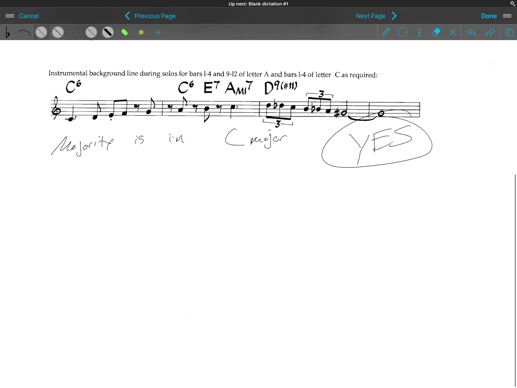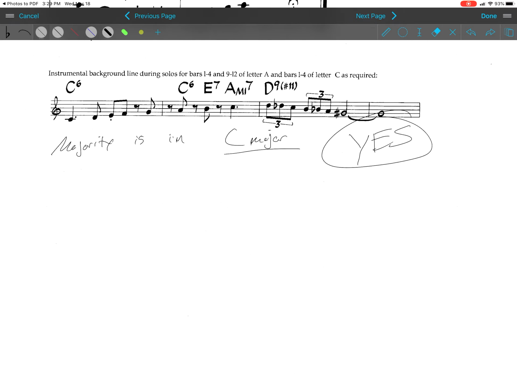Okay, so let's take a look at these chords. So we need to know C major, and then we need to know the scale that goes with D9 sharp 11 and the one that goes with C7. Okay, so D9 sharp 11 is going to be D, F sharp, A, C, E, G sharp. Okay, C7 is going to be C, E, G, B flat, okay?